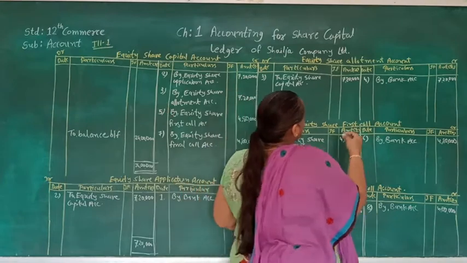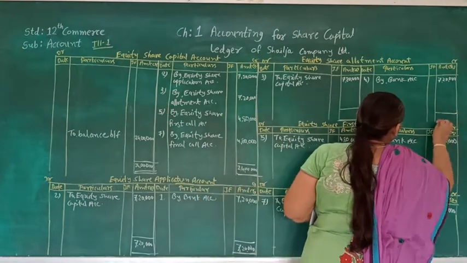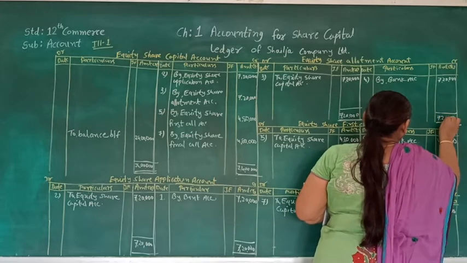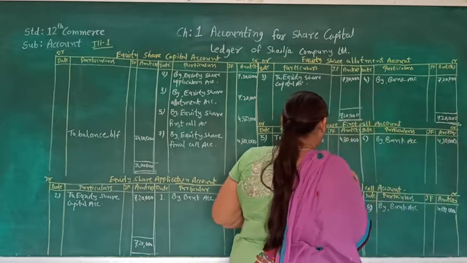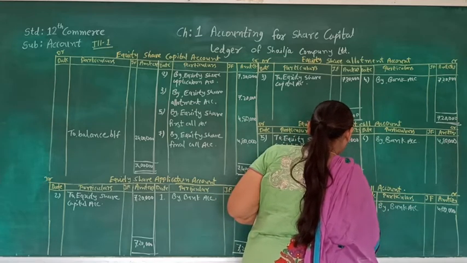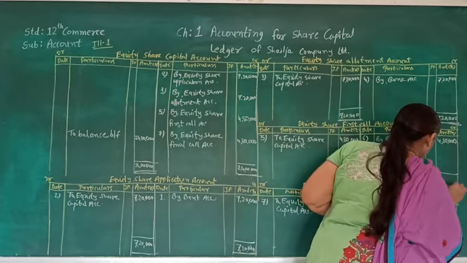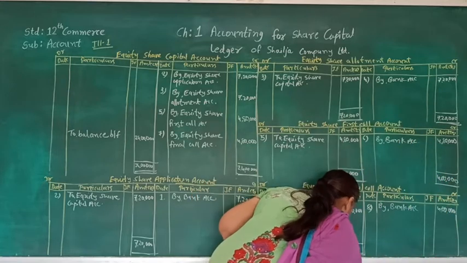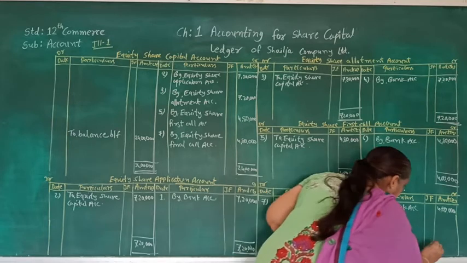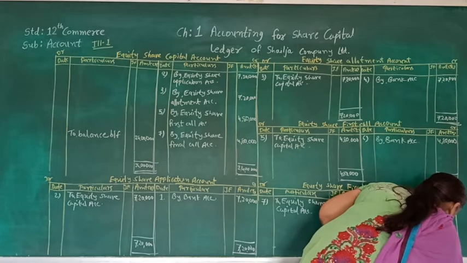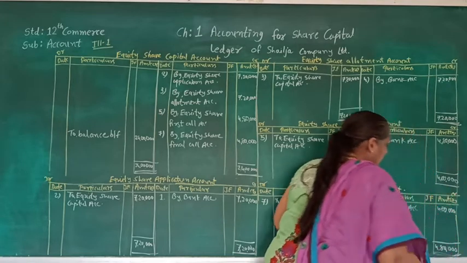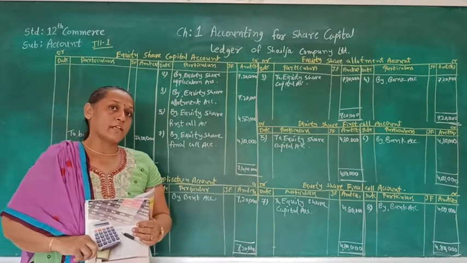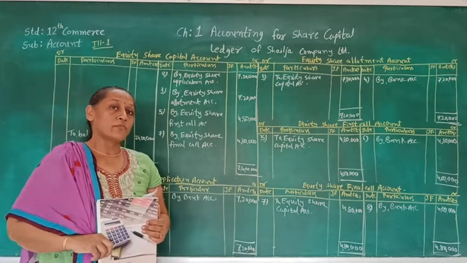Now let's see the equity share allotment account. That is also square, 7,20,000 on both sides. Here the equity share first call account is also square, 4,80,000 on both sides. Here again, 4,80,000. So students, this is how we are supposed to prepare the equity share capital account, equity share application account, equity share allotment account, equity share first call account and equity share final call account. You may note down this. Thank you.